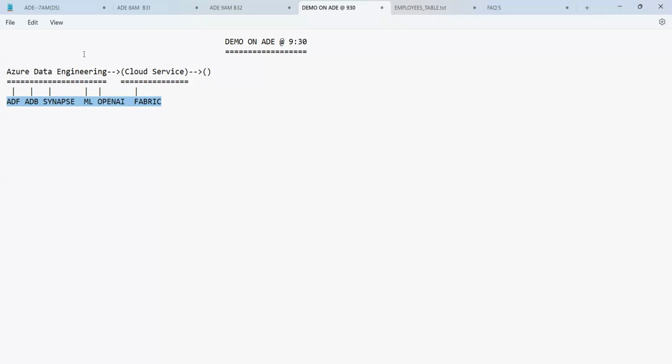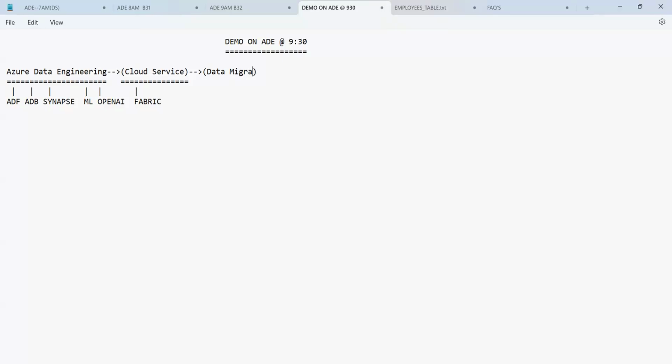These are all the services we have under Azure Data Engineering, which is nothing but the bunch of cloud services, guys. So using these services, what are the jobs we can perform? Let's try to understand those. What are the tasks we can perform by using the same here?